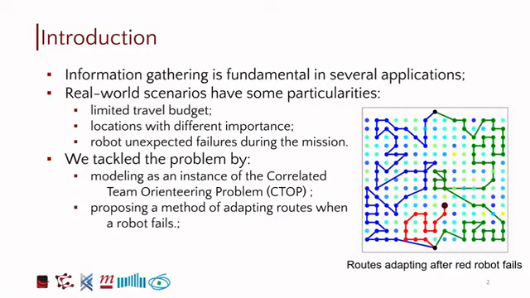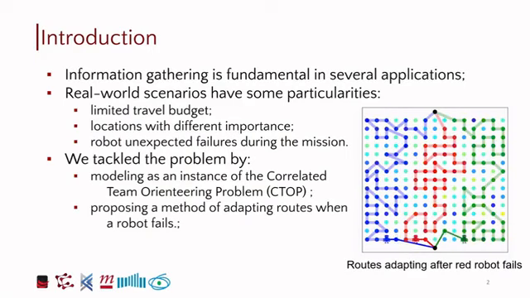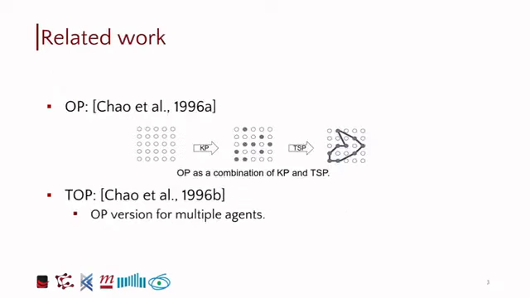For this reason, we believe that a good alternative for planning information gathering missions is to model the problem as an instance of the Correlated Team Orienteering Problem. And in this paper, we present a novel anytime method for efficiently adapting the routes determined in a CTOP instance solution in order to minimize the impact on the collected reward in case of robot failure.